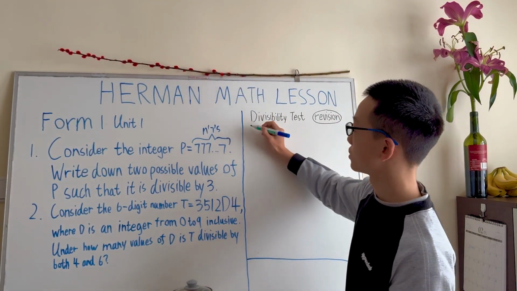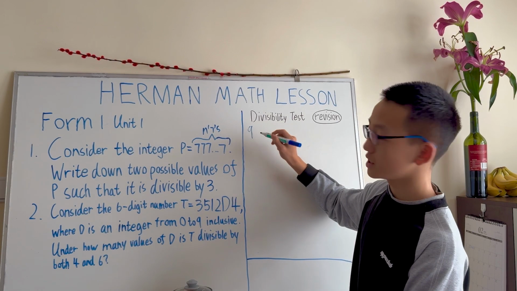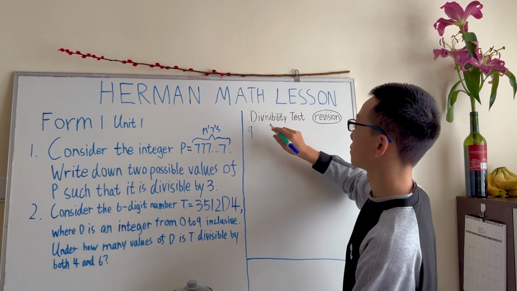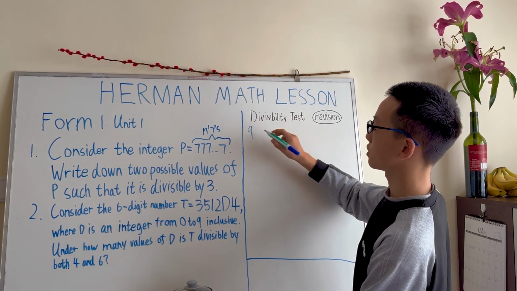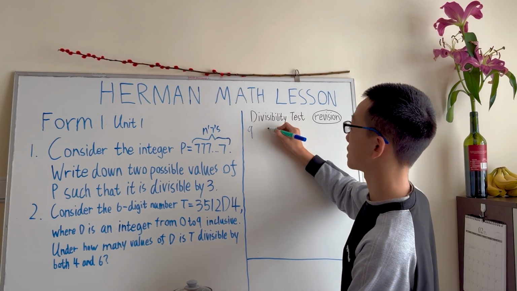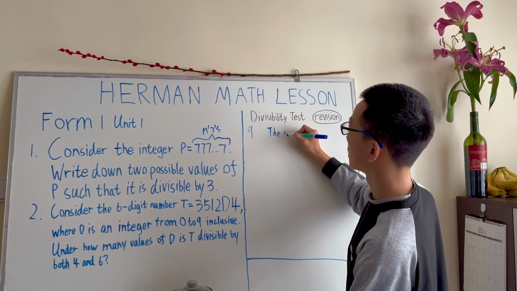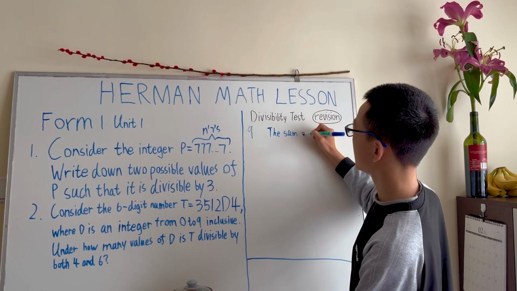When it comes to 9, this is actually the same as 3. The divisibility test of 9 is looking at the sum of all digits.